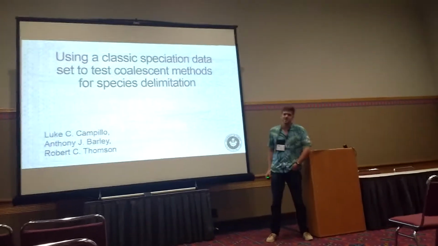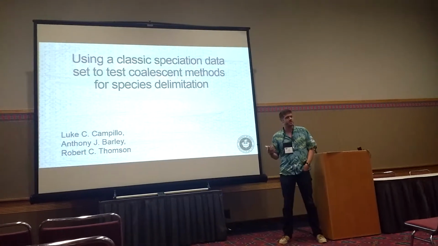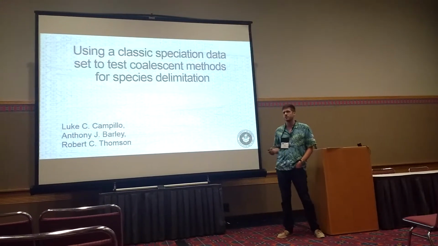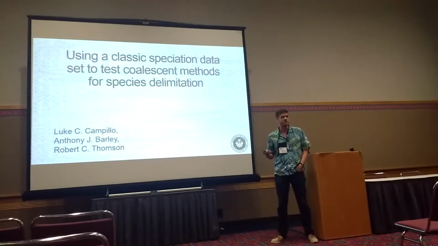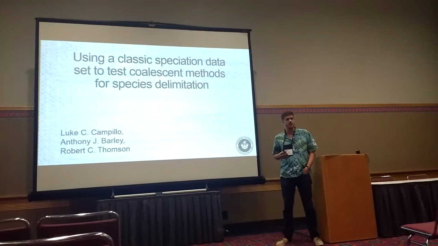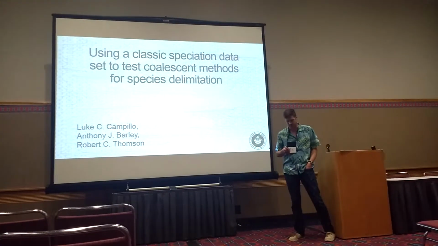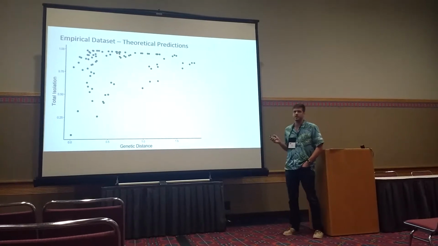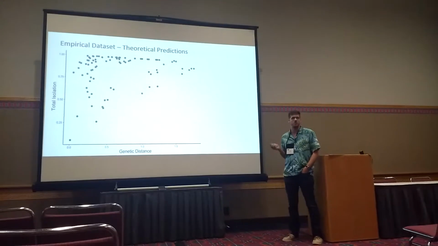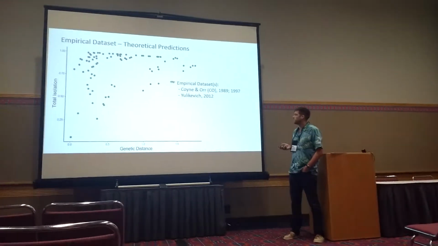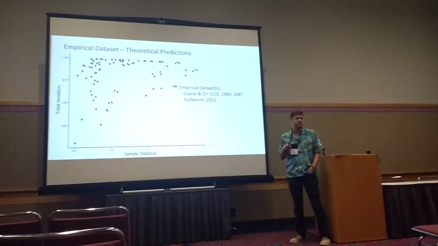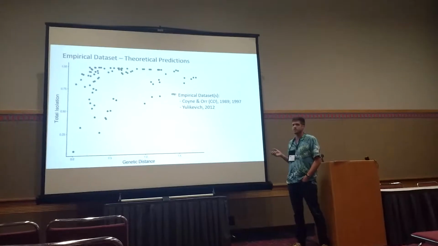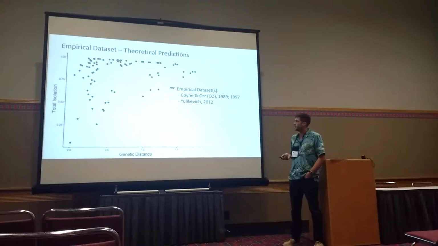Anyways, I'm going to be talking today about this difference in delimiting species using, say, reproductive isolation versus detecting coalescent lineages, using coalescent models to determine independent evolutionary lineages. To do this, we use this empirical data set, which some of you might recognize. This is the Coyne and Orr data from '89 and '97. They're fruit fly data, using some updated measures on reproductive isolation from Jokovic 2012.